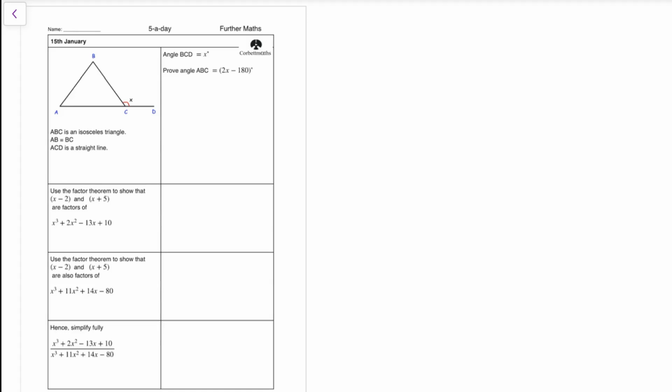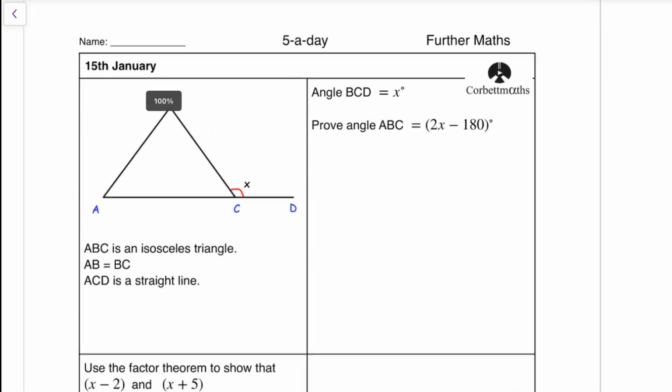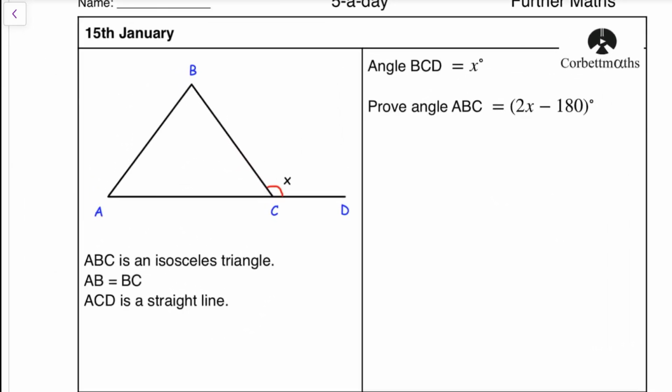So as ever, write what you think is the full answer, and then mark your own when I go through and check you said the right thing. Okay, first question coming up.